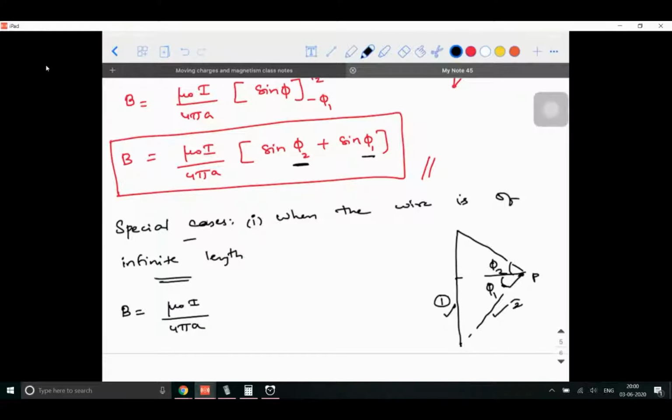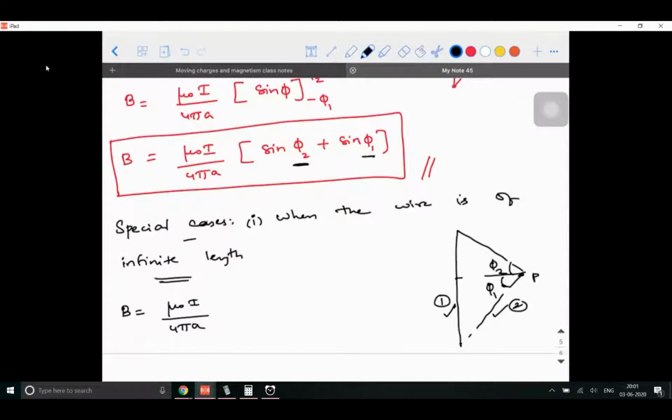I'm taking this as first line. Where will the first line and the second line meet? Sir, at infinity. So which two lines will actually meet at infinity?